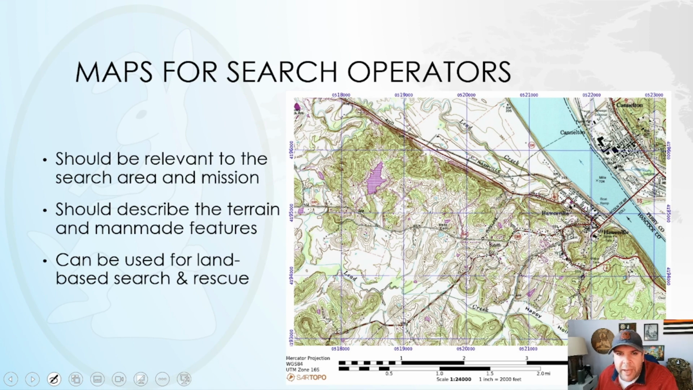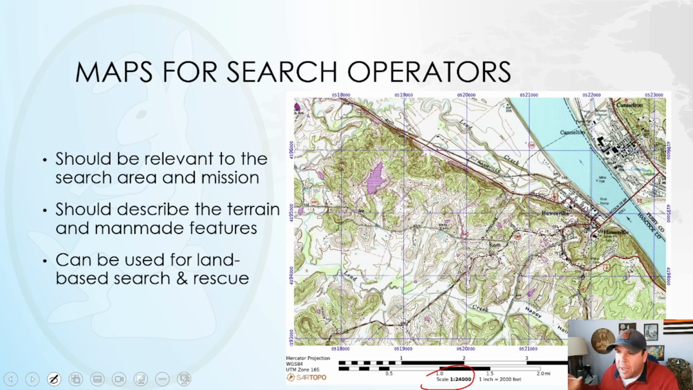It needs to describe the terrain and those man-made features. We'll talk a little more about how you read the terrain on these maps and how we can identify some of those man-made features, but having that available to you on these maps is very nice to have at the operator level. And then the big thing at the bottom is it can be used for land-based search and rescue. The map that we're looking at here is a 7.5-minute topographical map, or 1 to 24,000 scale, down here at the bottom. This map scale achieves these requirements.